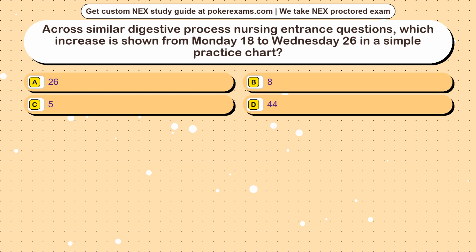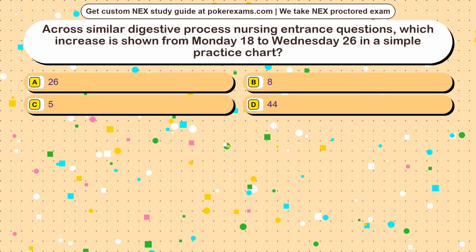Question 20. Across similar digestive process nursing entrance questions, which increase is shown from Monday 18 to Wednesday 26 in a simple practice chart? Option A, 26. Option B, 8. Option C, 5. Option D, 44.